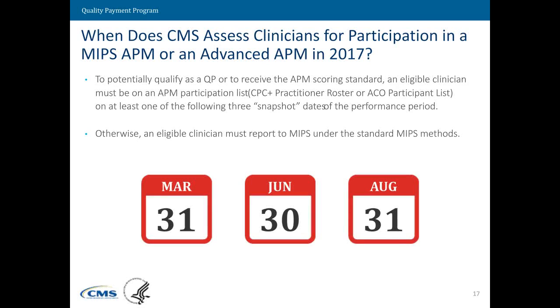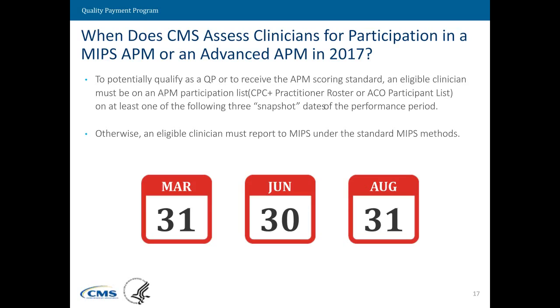So how and when does CMS identify clinicians participating in MIPS APMs or advanced APMs? As mentioned earlier, CMS will use 3 different snapshot dates to identify whether a clinician is participating in an advanced APM or a MIPS APM. An eligible clinician must be on a participation list, or in the case of CPC Plus and the Medicare Shared Savings Program, a practitioner roster or ACO participant list, on at least one of the 3 snapshot dates for the QP performance period.